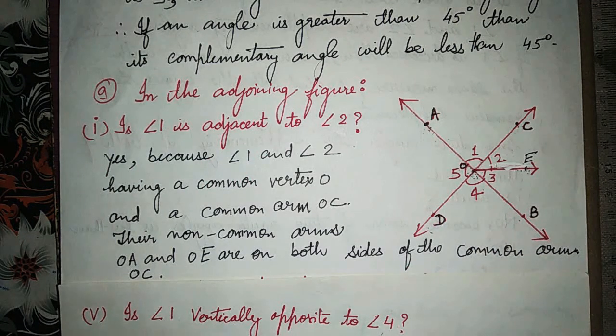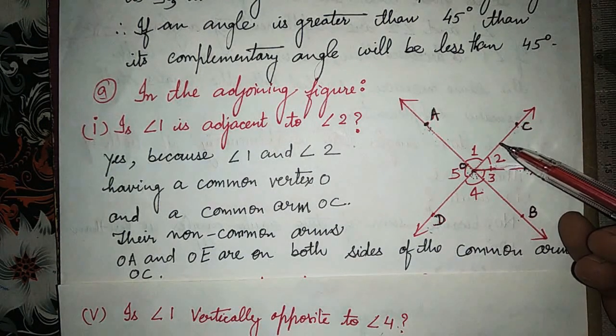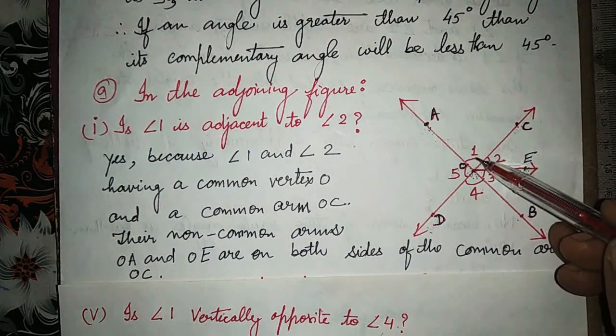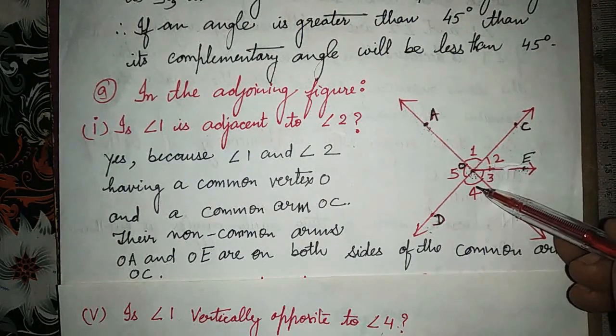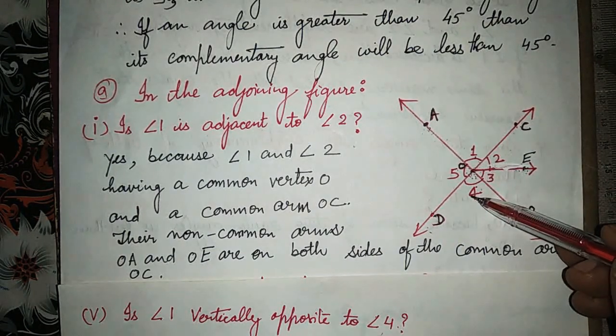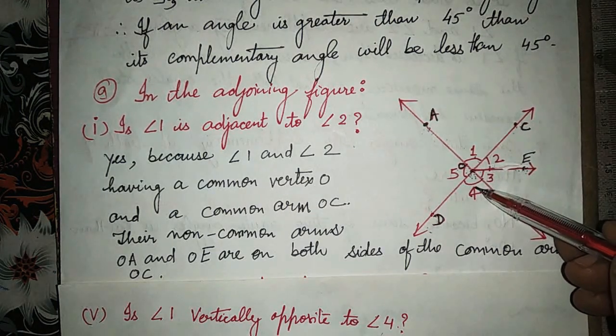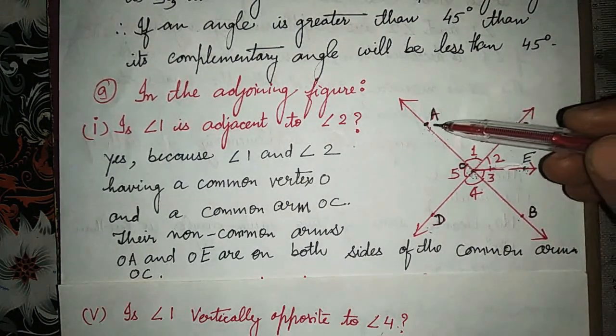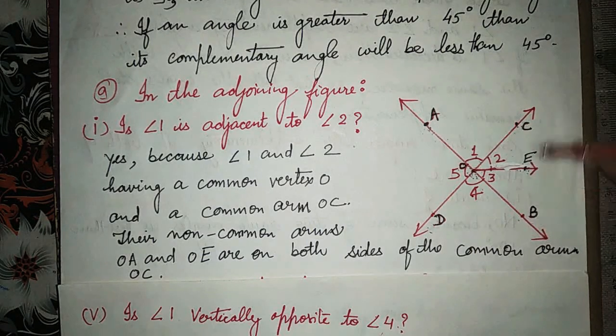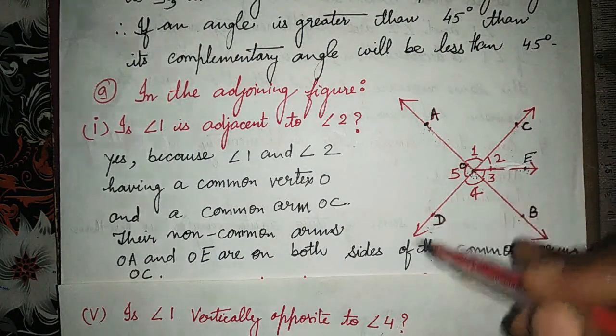Now see the fifth part. Is angle 1 vertically opposite to angle 4? So here, students, your answer will be yes, because you can see angle 1 and angle 4 are vertically opposite to each other, and they are formed by the intersection of straight lines AB and CD.